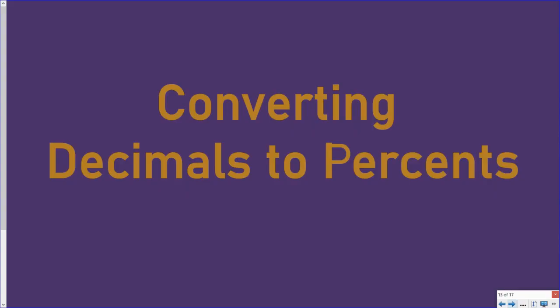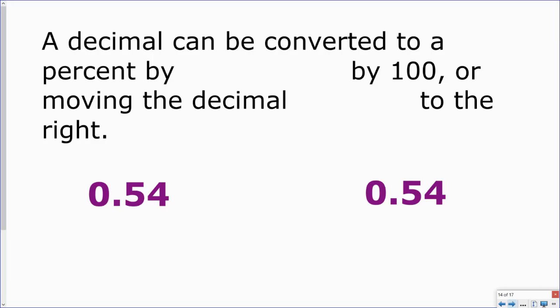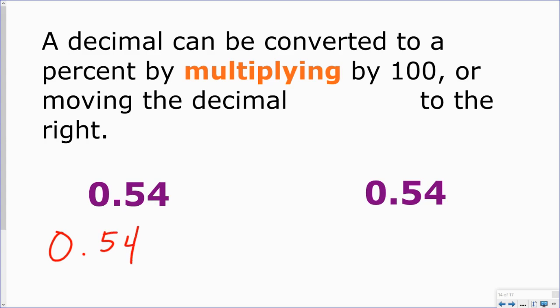So now we're going to convert decimals to percents. A decimal can be converted to a percent by multiplying by 100. So let's take a look at that first. So here I have 54 hundredths. I'm going to multiply it by 100, and that gives me 54. And so then making it into a percent would be 54%.